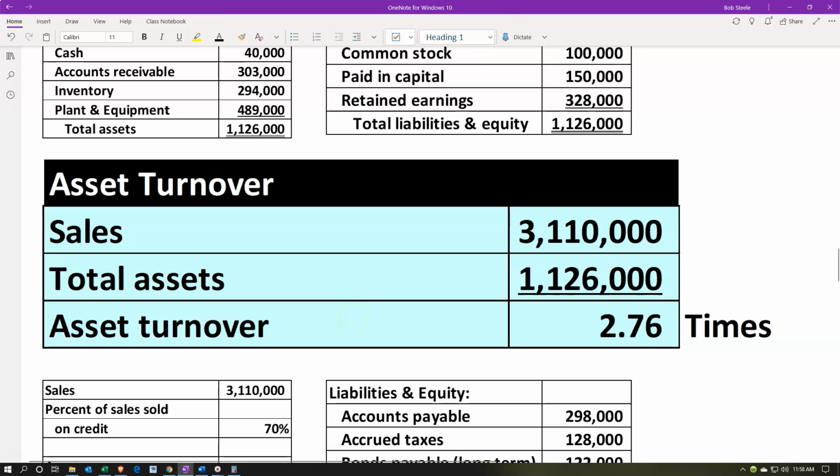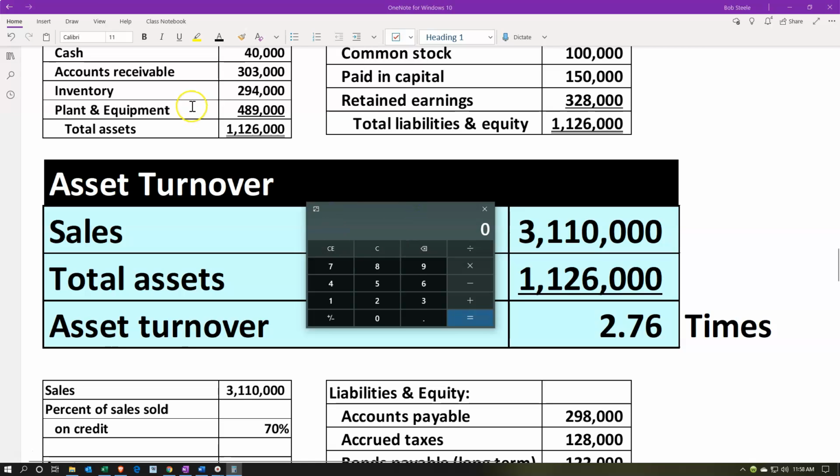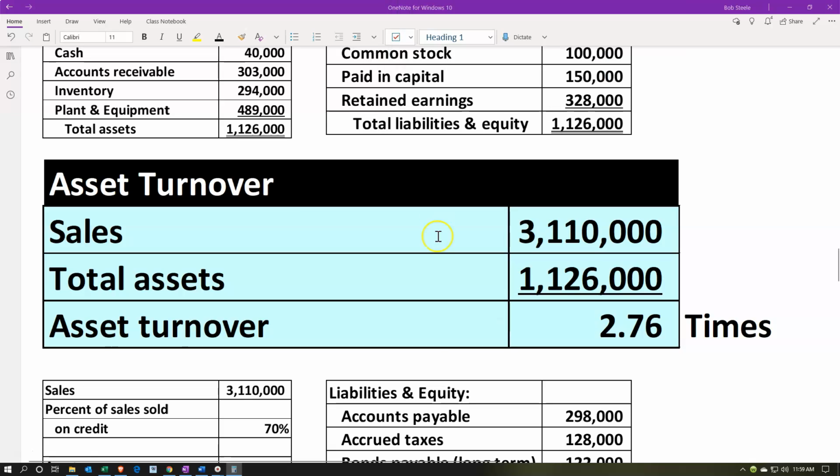We're trying to see how efficiently, and this is kind of a performance measure, we are using the assets that we have. So we have 3,110,000 divided by 1,126,000, which is about 2.61. That's the turnover. We would want this item to be higher. The higher this item is, the better. Again, we're measuring how well we are using the assets. This is a number we would want to compare to industry standards to see how well we're doing, as well as to past performance.